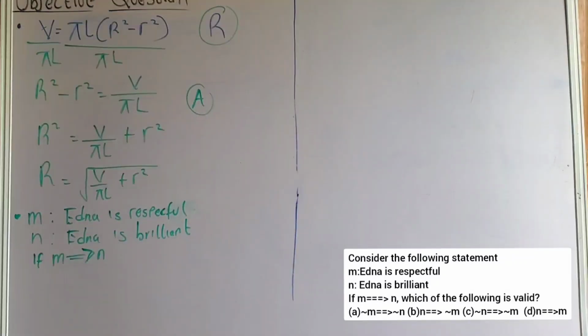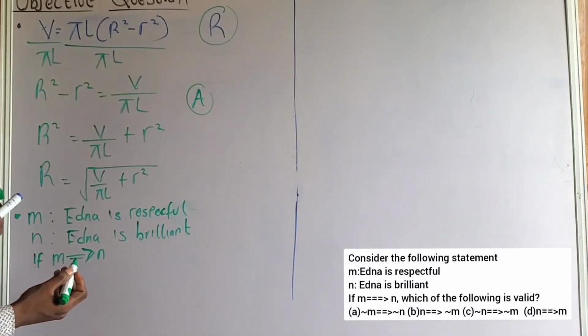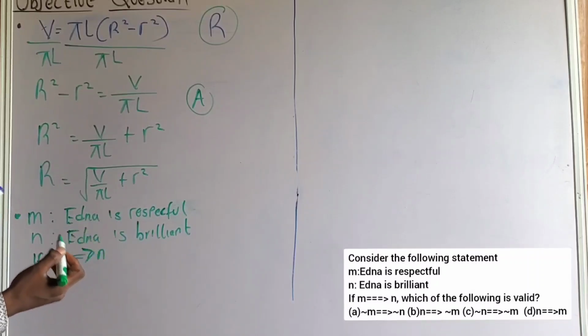Now, which of the following statements is valid? So we are given the following statement. Ednan is respective, which is represented as M, and Ednan is brilliant, which is represented as N. Then we are given the logical statement: M points to N. That is, the meaning of this statement is that if Ednan is respective, then Ednan is brilliant.